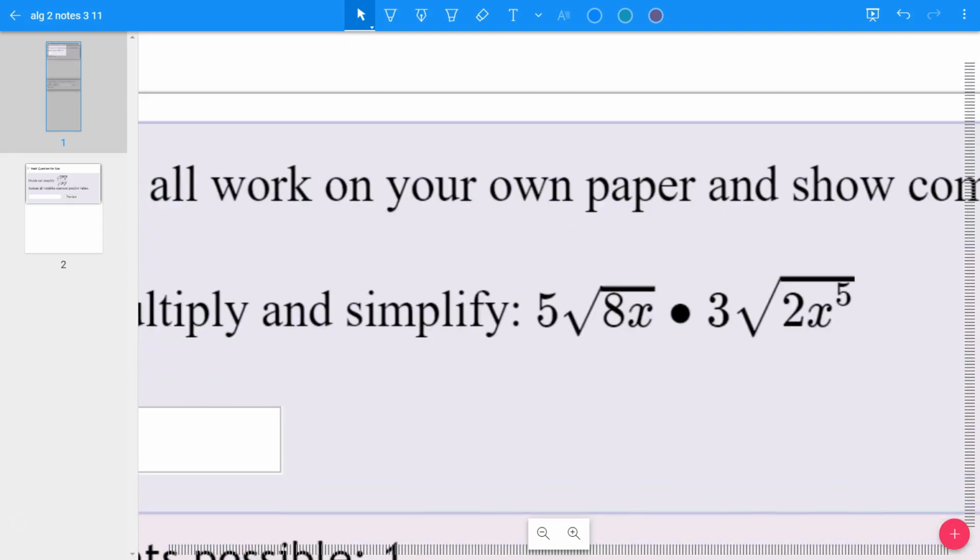First of all, it's important to remember that when the index is not given, right here, the index is implied to be 2. Do you remember that? That means it's the square root, or the second root if you like. But when it's not given, it's implied to be 2. Let me erase that one also. And now, let's move on.